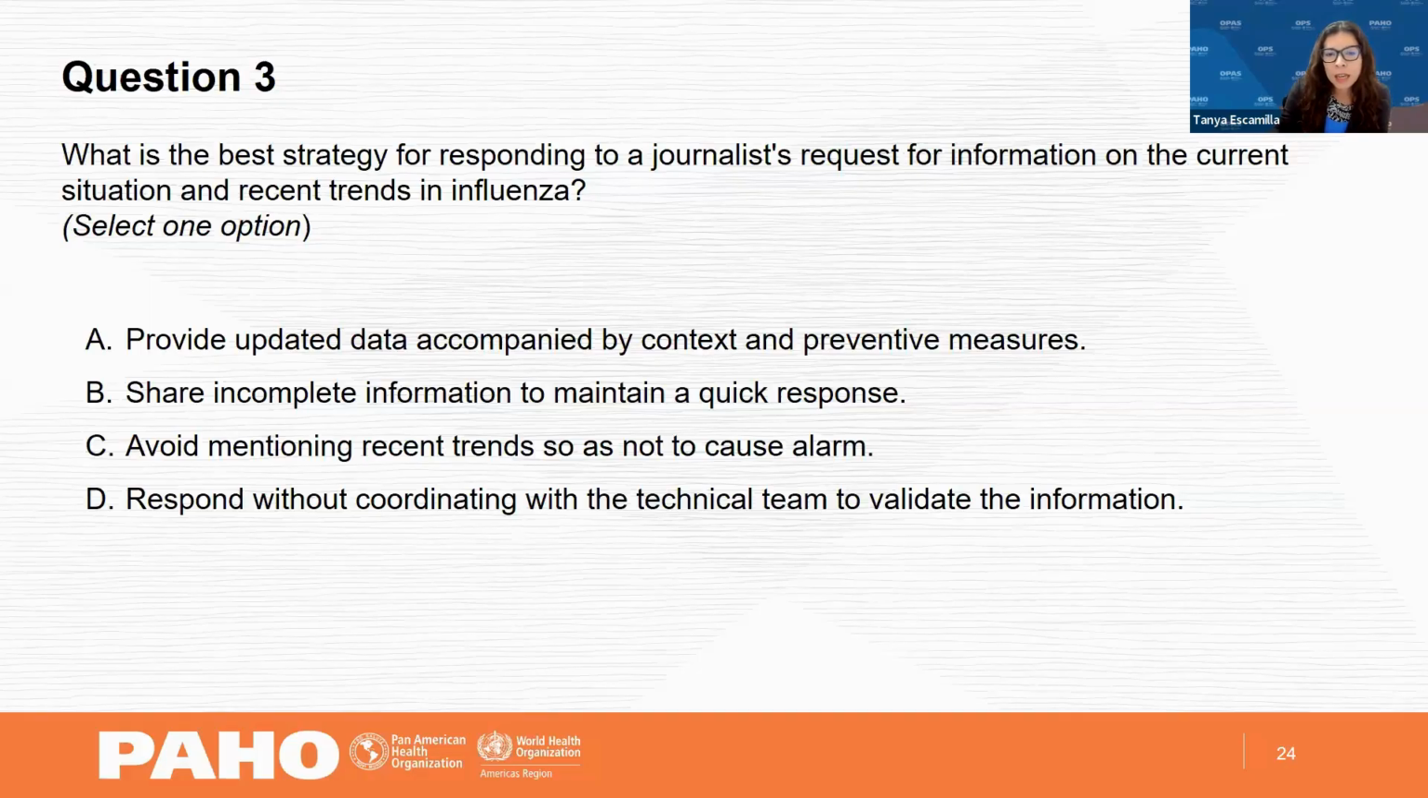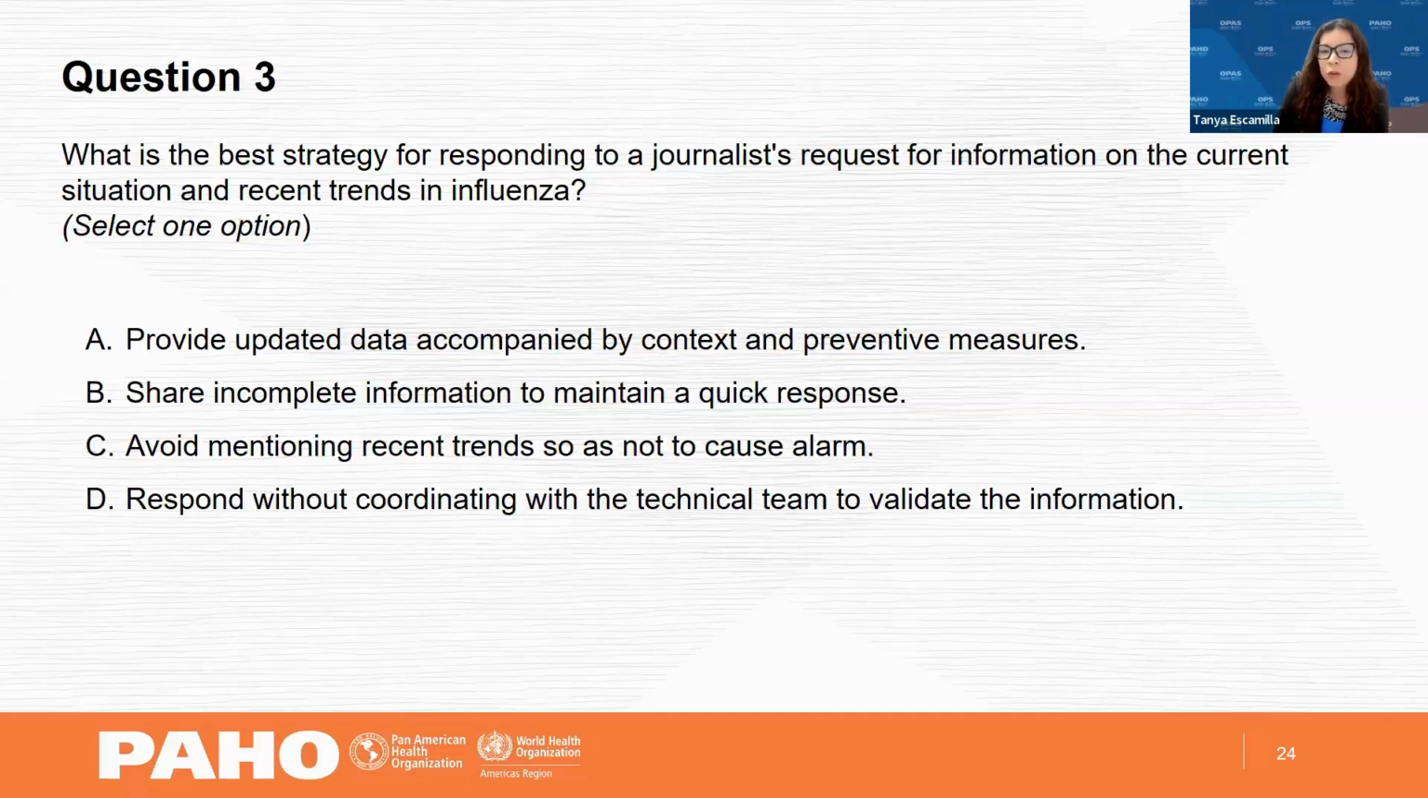Many of you have answered that it's best to respond providing updated data accompanied by context and preventative measures. And this is the most appropriate option. We are aware that in the midst of an emergency that can arise because of the appearance of cases during the influenza season, there may be some uncertainty, but this uncertainty has to be managed in a way that will not create alarm among the general public.